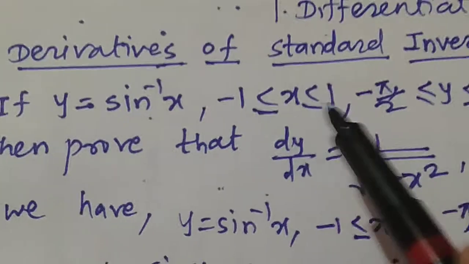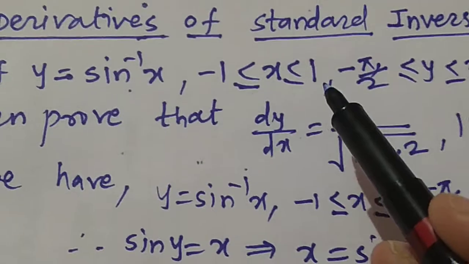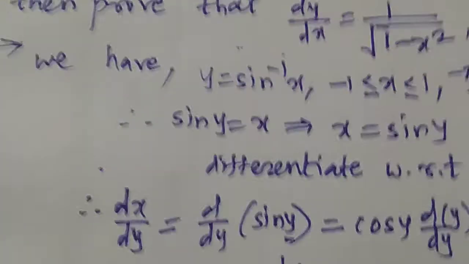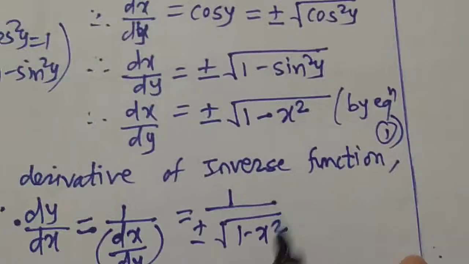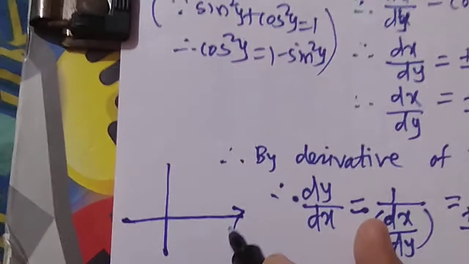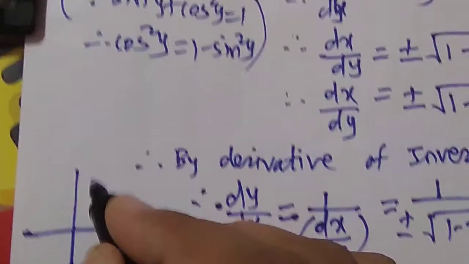But here it is given that x lies between minus 1 to 1 and y lies between minus pi by 2 to pi by 2, it means that here x is positive, or its value is positive, because here this is the x axis and this is the y axis.